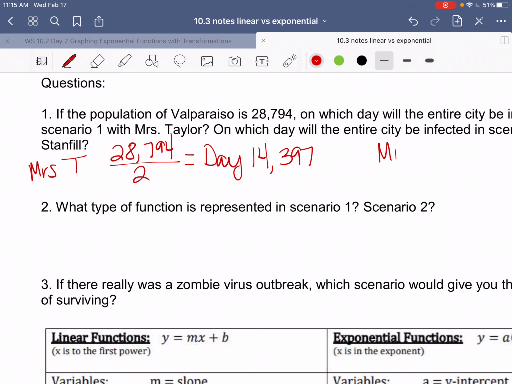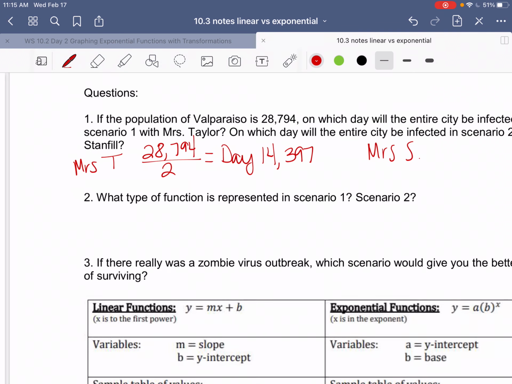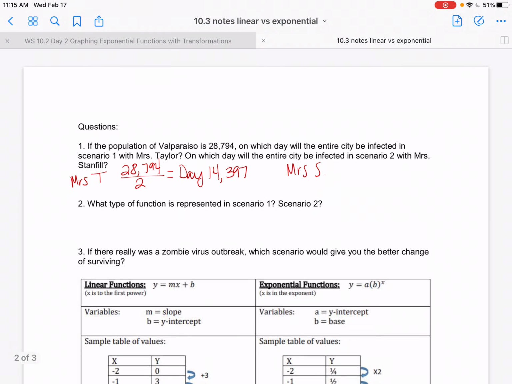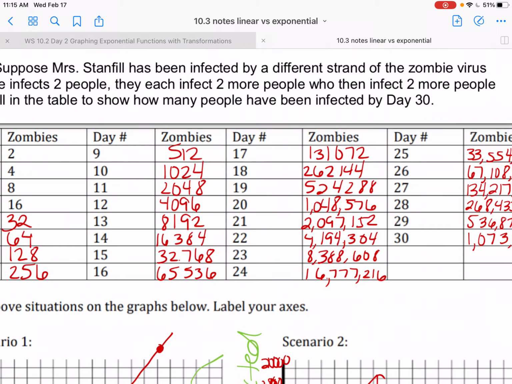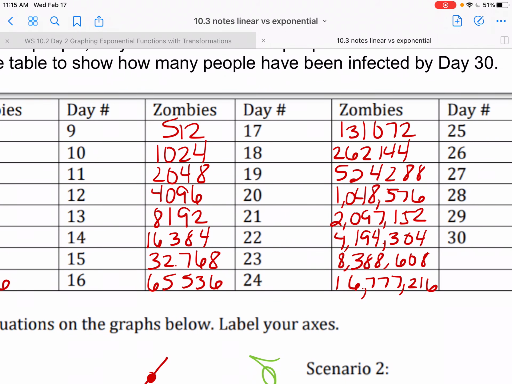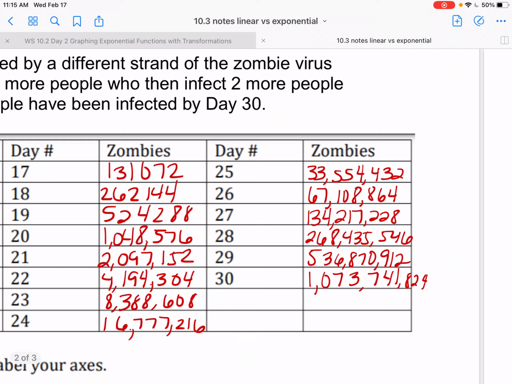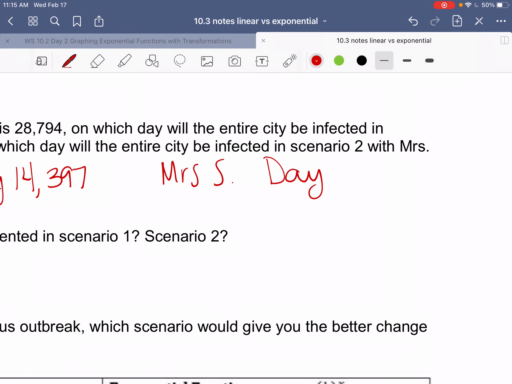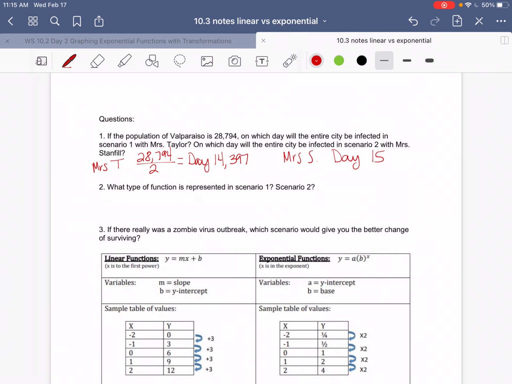For Mrs. Stanfill, we already did this. The day that we infected at least 28,000 was right around day 15. And that just came from my table. Okay, which type of function is represented in scenario 1? Scenario 1 made a line, so that's linear. And scenario 2 is exponential because it had rapid growth. We spread that virus really, really fast.